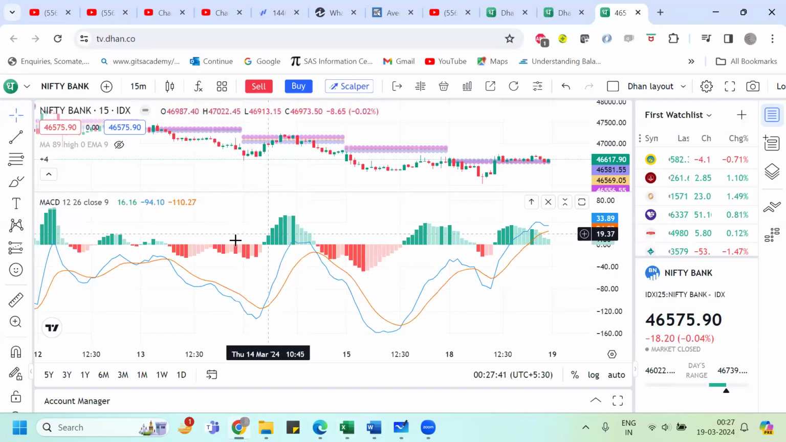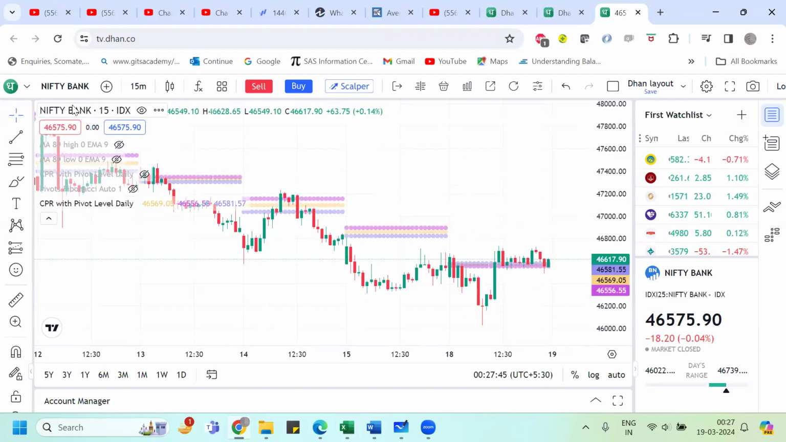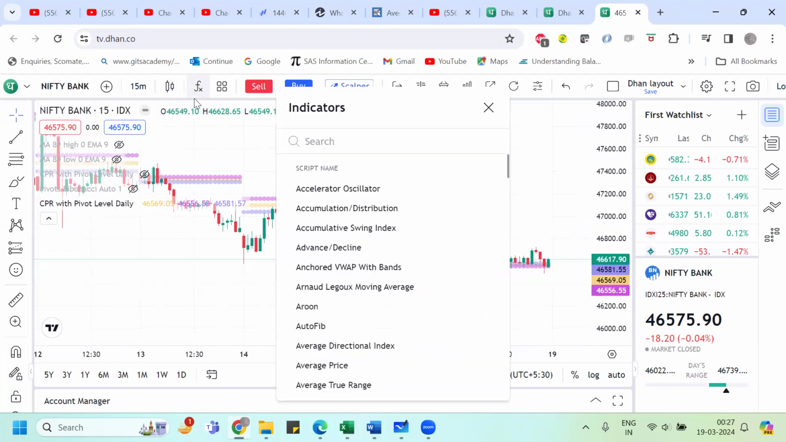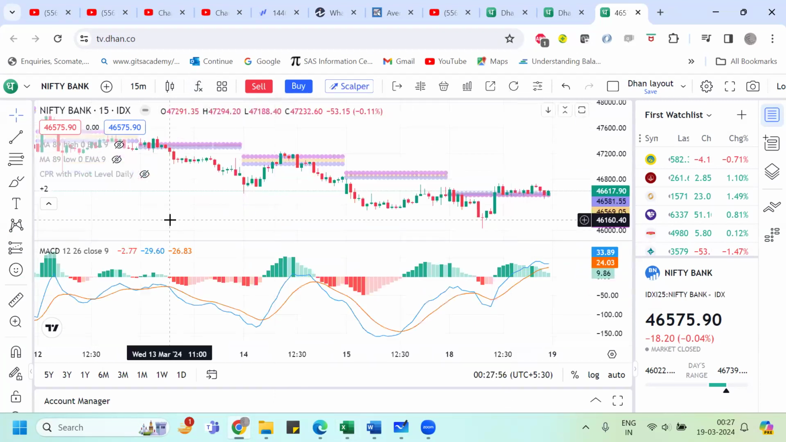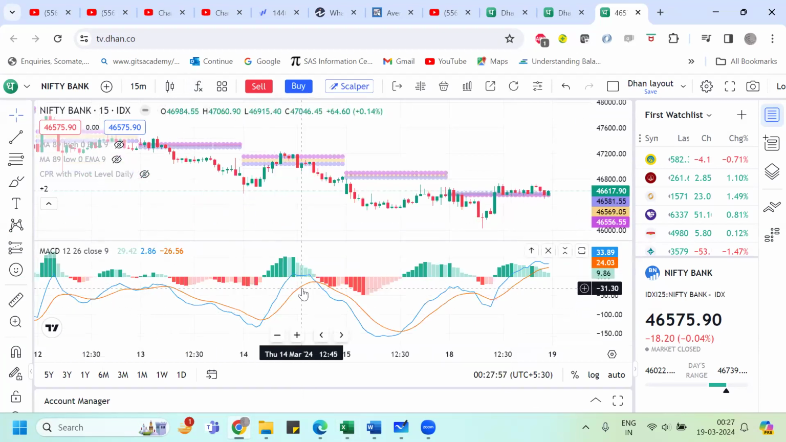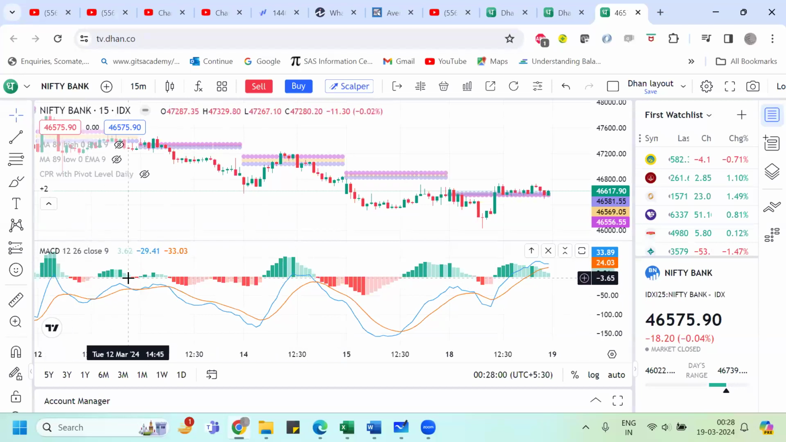So the histogram, guys, in case you're not aware, this is Bank Nifty data. On this Bank Nifty data, I just went to the indicator and wrote MACD. The moment I wrote MACD, I got MACD. So here you can see the convergence, divergence. This histogram you're getting is the difference between the MACD line and the signal line. You got the MACD line; how did you get it?